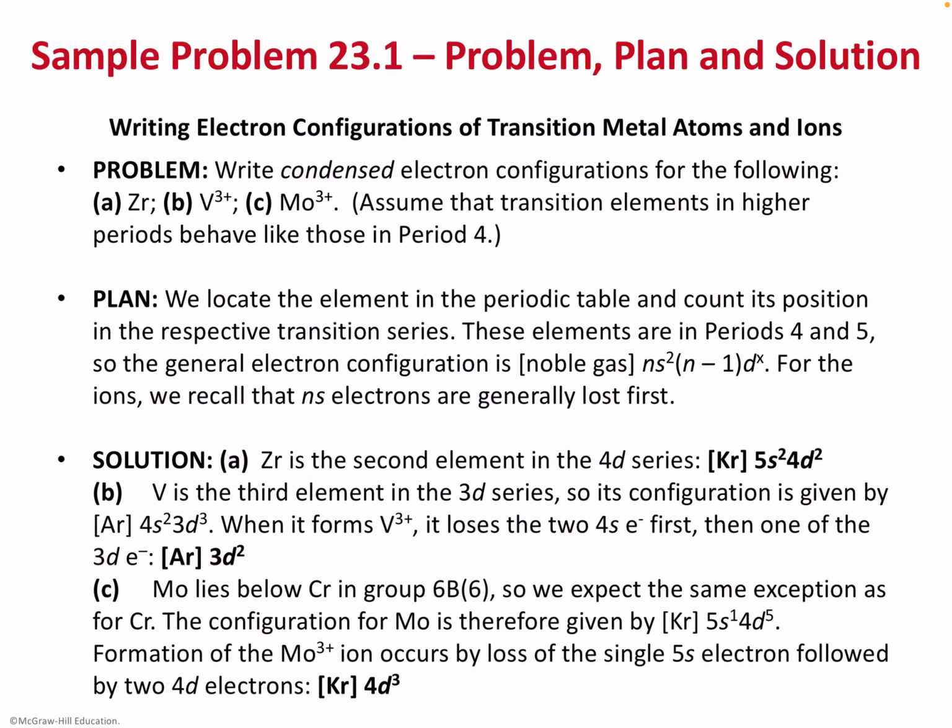So the s electron would be lost first. Formation of the molybdenum ion occurs by loss of the single 5s electron followed by 2 4d electrons. So this electron would be lost, and then from the 4d5, 2 more need to be gone, so it would be 4d3. So then the molybdenum ion would be krypton 4d3. Okay, that's how you would find the electron configuration for elements and ions in the transition metals.